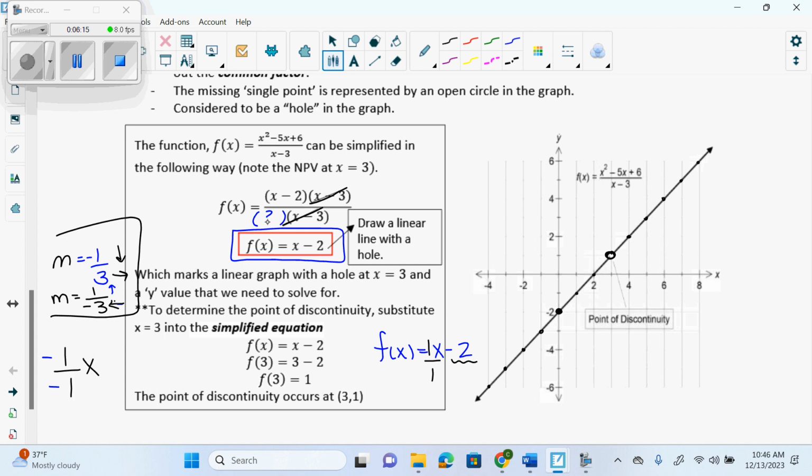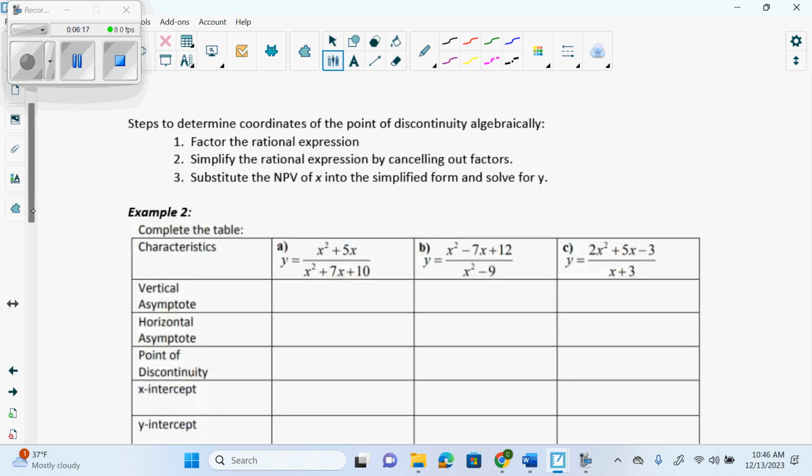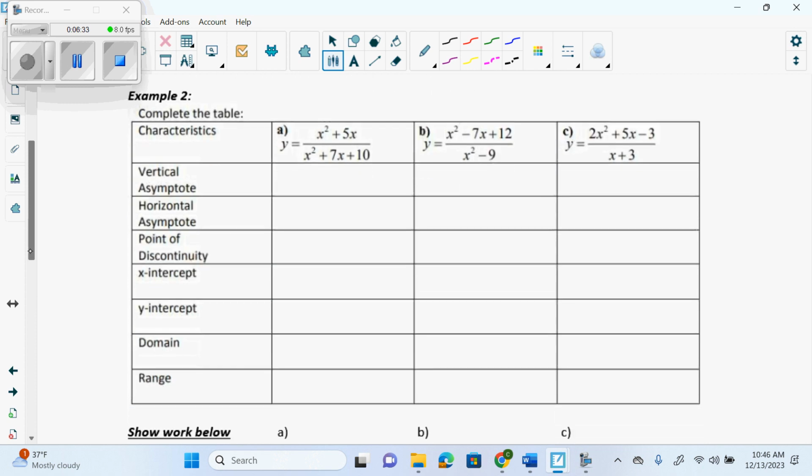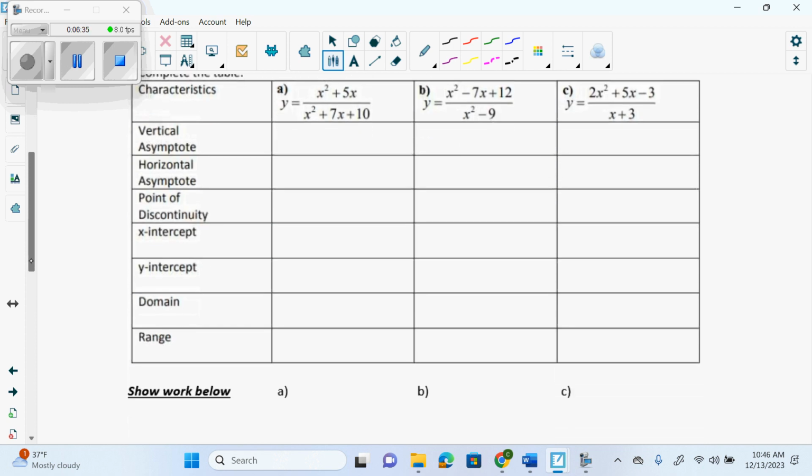So let's look at some examples. So we're going to go down here. Steps to determine coordinates of the point of discontinuity algebraically: you factor the rational expression; you simplify the rational expression by canceling out factors; you substitute the x value of the point of discontinuity into the simplified form and solve for y. So what we're going to do first is factor this.